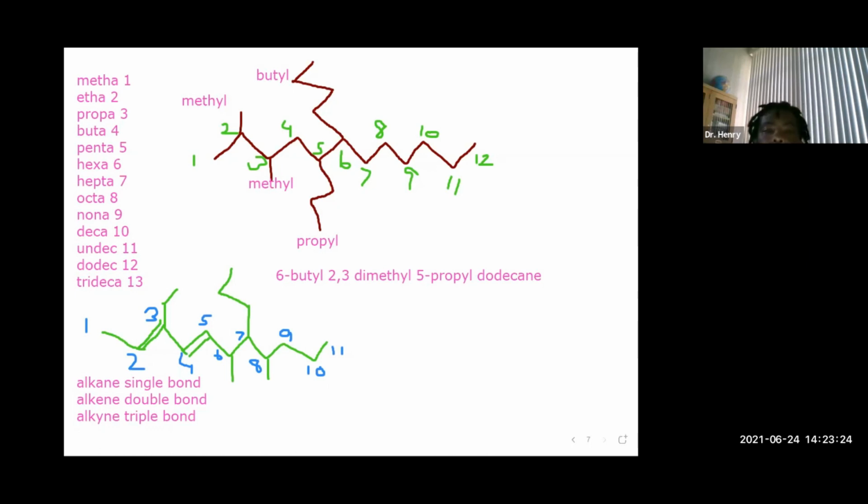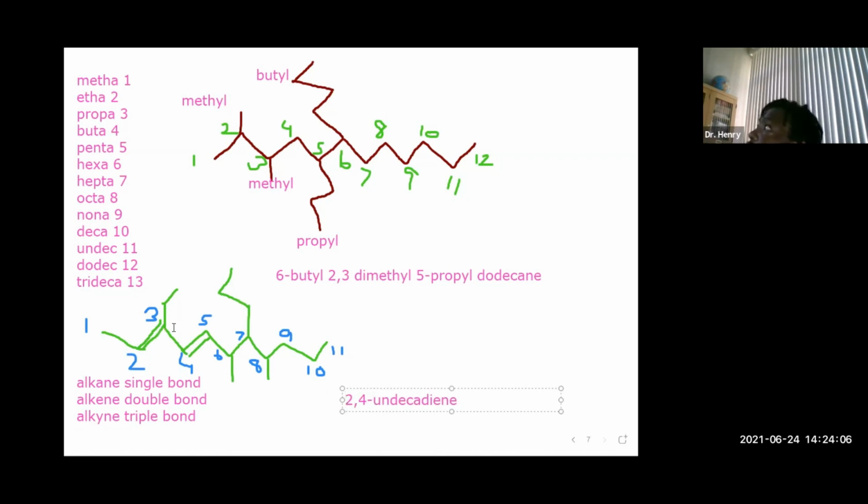Okay, so what would be my, undeca diene. Okay, so you're telling me, where are those double bonds at? Because you're telling me I have two double bonds, right? Okay, so I go 2, 4.